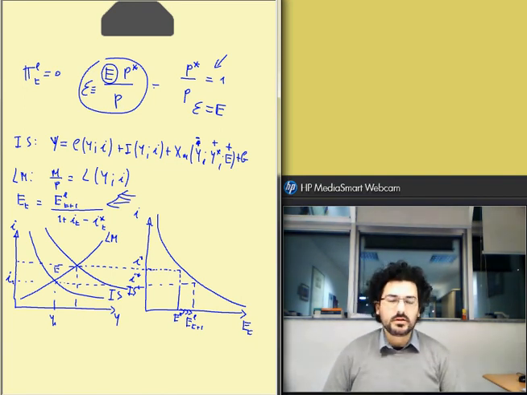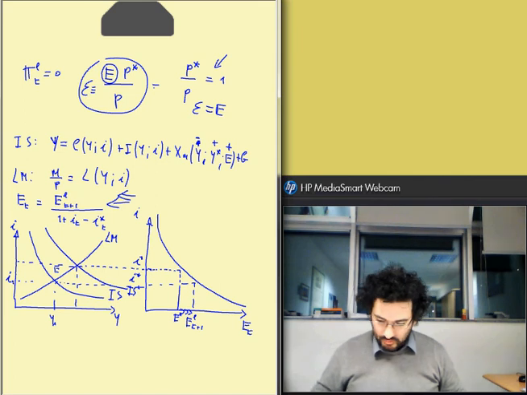So we know that the internal interest rate can be higher than the foreign interest rate only if there is an expectation of depreciation.